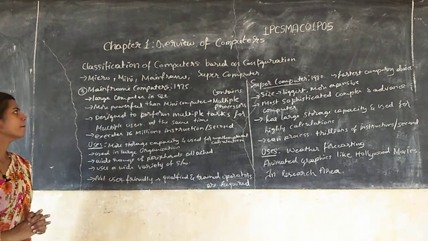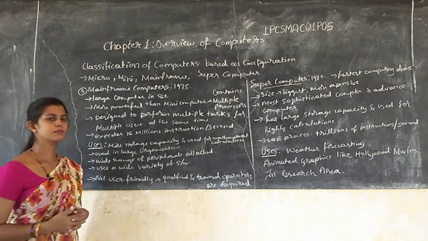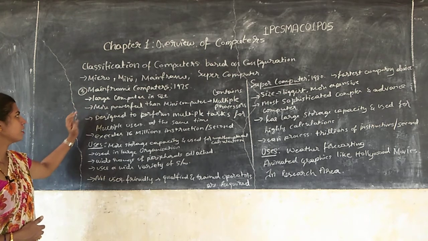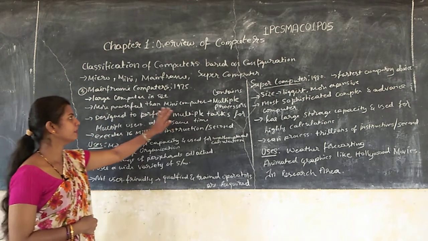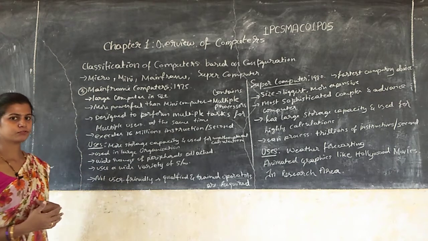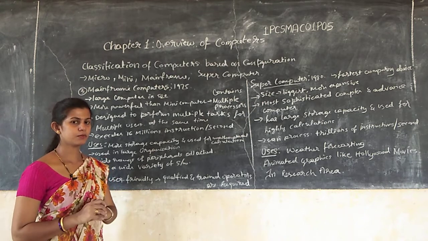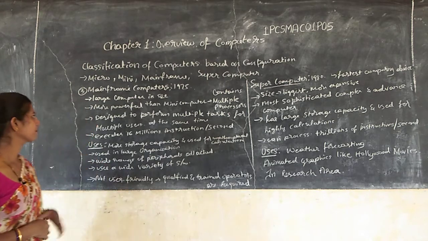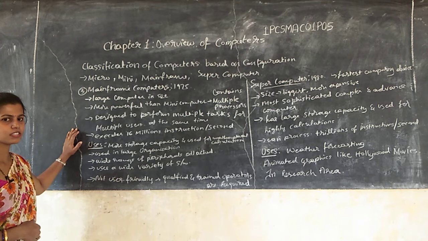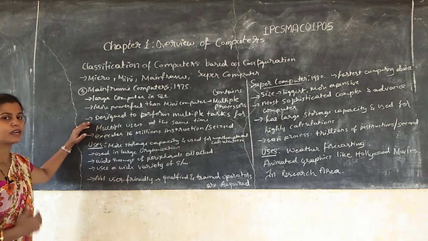Next we have mainframe computers. Mainframe computers were developed in the year 1975 and the size of a mainframe computer is very large compared to other computers and more powerful than mini computers. It is more powerful than a mini computer because it contains multiple processors. In mini computers it contains 2 or more, but here it contains multiple processors and it is designed to perform multiple tasks for multiple users at the same time.